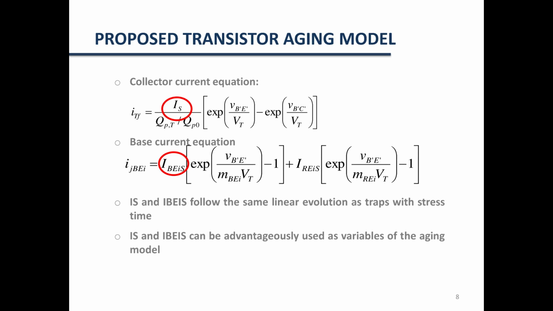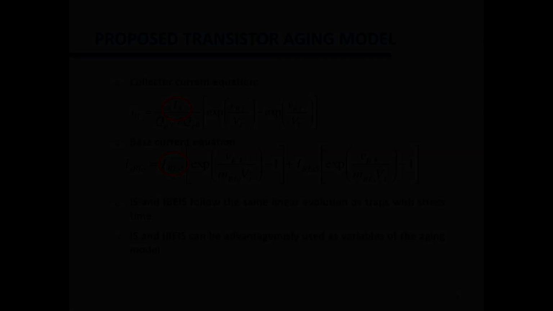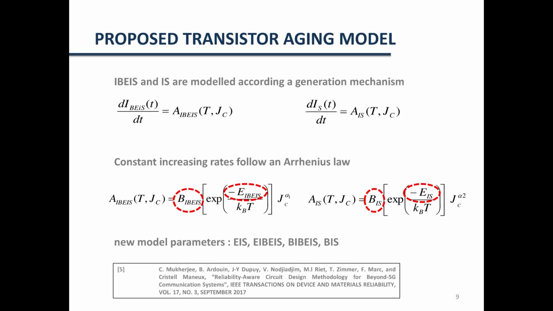So basically, these saturation current parameters can be advantageously used as variables for the aging model. And this is what we are going to do now. So let's go to slide 9. This IBEIS and IS are modeled according to a generation mechanism. So that means that we have differential equations to model them with constant increasing rates which follow an Arrhenius law.